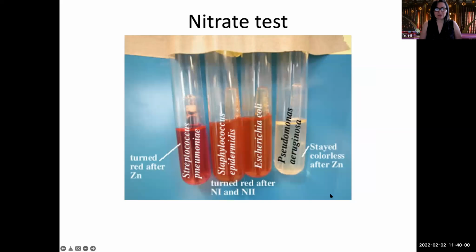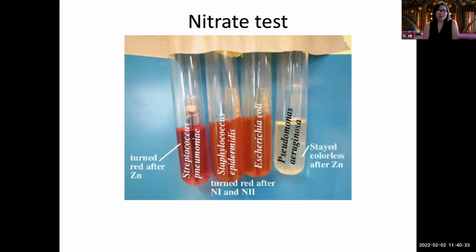Okay. The other test you're doing in lab this week is the nitrate test. And so here's 4 different tubes with 4 different species, some of which you're actually going to do in class. There's E. coli, Pseudomonas aeruginosa, Staphylococcus epidermidis, and Streptococcus pneumoniae. And so this is going to be easier to understand once you actually take it in the lab. So Tuesday people are sort of going to have a jump on this one. Sorry, Thursday people.